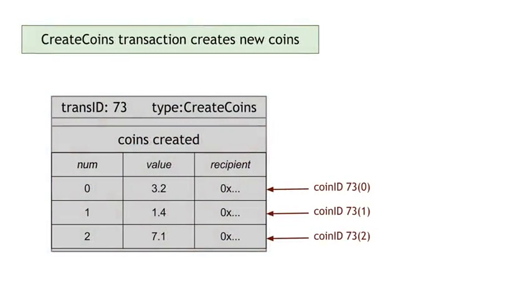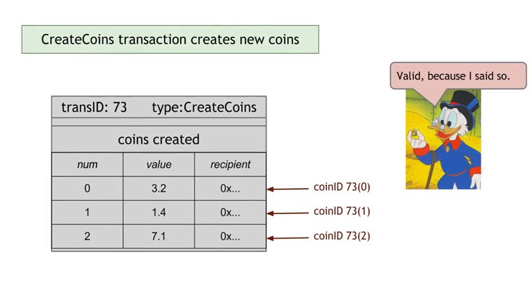Now we're going to have a concept in Scrooge Coin of a coin ID. That refers to a particular coin. So this particular coin here is coin ID 73(0) because it was created in transaction 73, and it was number 0 within that transaction. Similarly, we have 73(1), 73(2), and so on. So every coin in Scrooge Coin has a coin ID that we can use to refer to it.